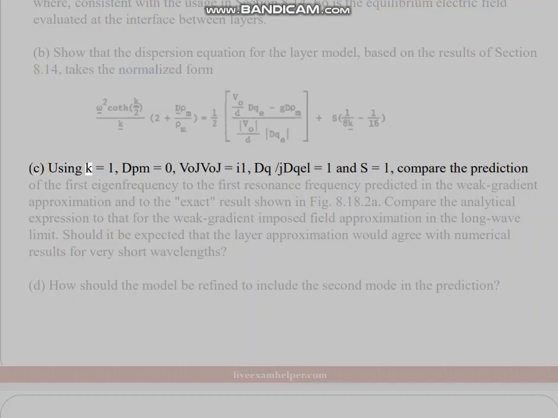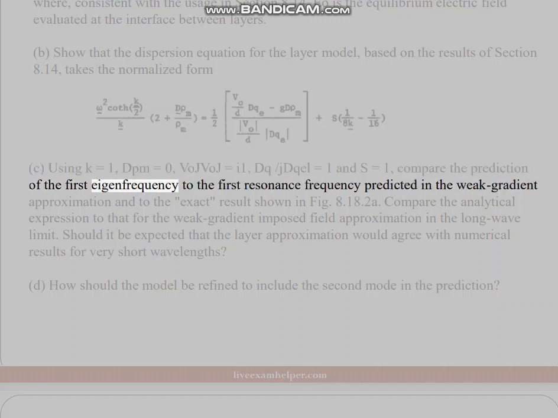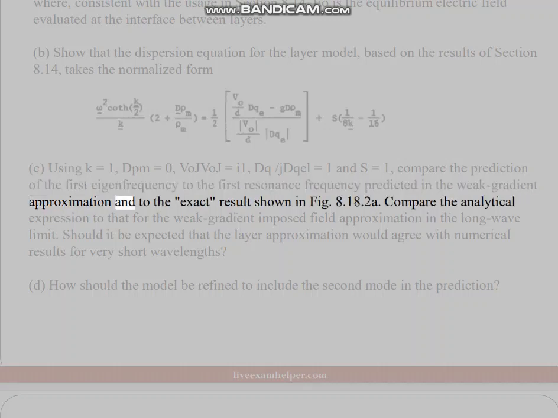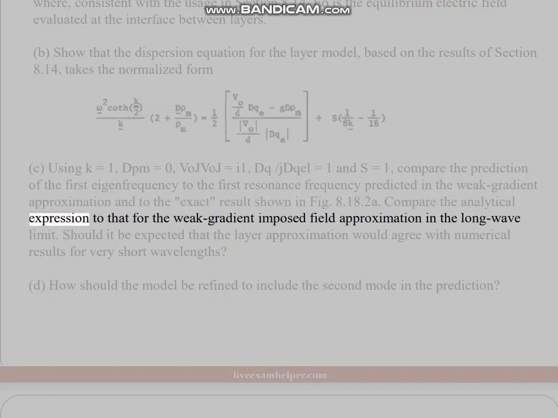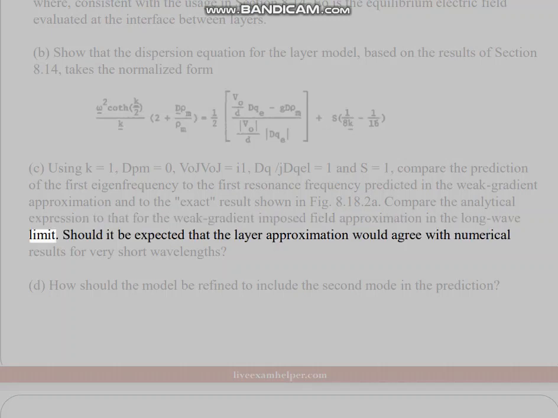C. Using K equals 1, dPm equals 0, V0j equals 1, dQ/J equals 1 and S equals 1. Compare the prediction of the first eigenfrequency to the first resonance frequency predicted in the weak gradient approximation and to the exact result shown in Figure 8.18.2a. Compare the analytical expression to that for the weak gradient imposed field approximation in the long-wave limit.